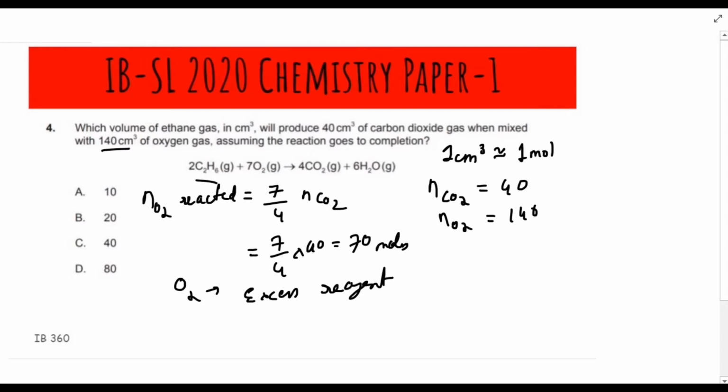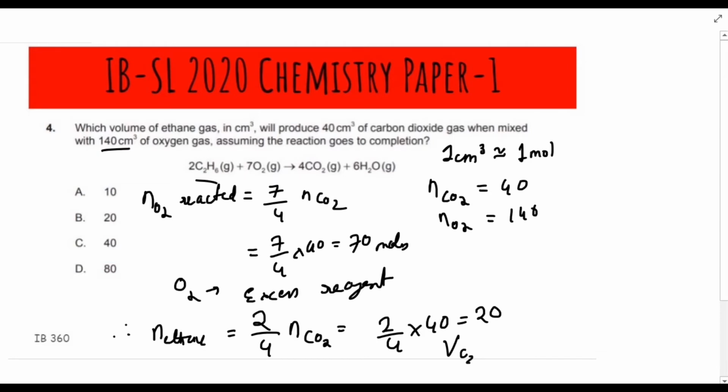So let's calculate the moles of ethane. As the ratio is 2:4, the moles of ethane would be 2 divided by 4 of the moles of CO2. That is 2 by 4 times 40, that is 20. So therefore I can say that the volume of ethane would be 20 centimeter cube. So option B is the correct answer.